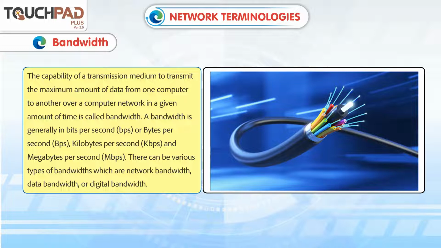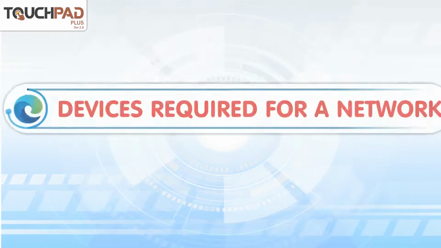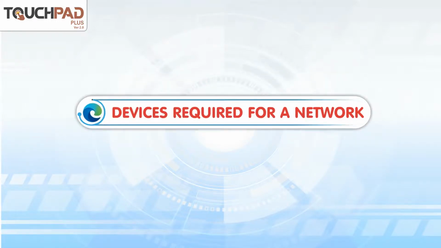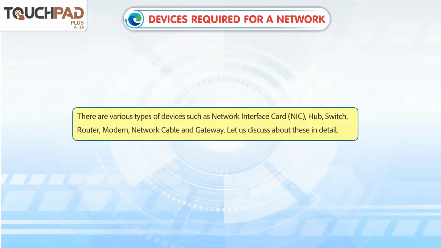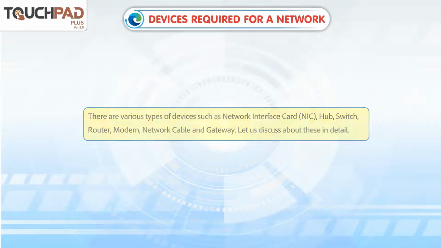Let's catch up. Write the names of any 4 network devices required for a network. There are various types of devices such as network interface card, NIC, hub, switch, router, modem, network cable, and gateway. Let us discuss these in detail.